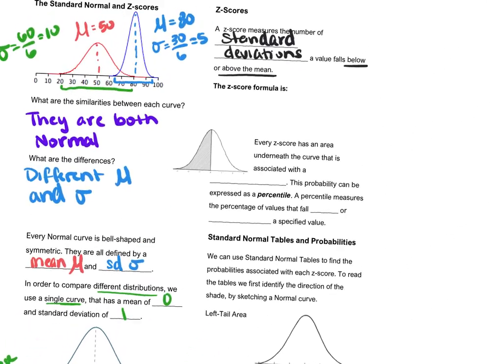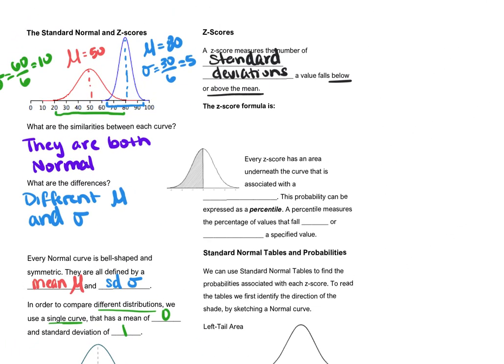And to calculate this, here's what we do. The z-score formula for any value is z is equal to some value x minus its mean divided by its standard deviation. And here's what happens. If the value of x is smaller than the mean, then this number right here will be negative and it'll fall to the left. If the value of x is larger than the mean, this value will be positive and it'll fall to the right.